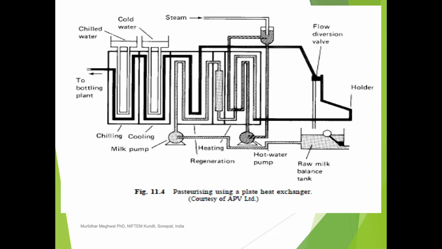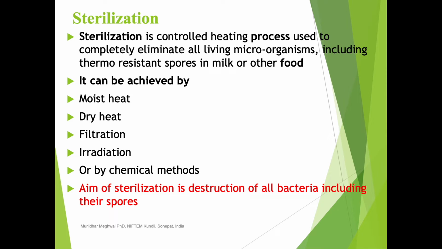You can see this black line here. This is pasteurized milk, and it is taken to the regeneration section after pasteurization. In the regeneration section, there is a counter flow of raw milk and pasteurized milk. This transfers heat and saves some energy. After that, it is taken to cold water, where the temperature is reduced, then to chilled water, where the temperature is brought down to 5 degrees Celsius. So this is how pasteurization works.